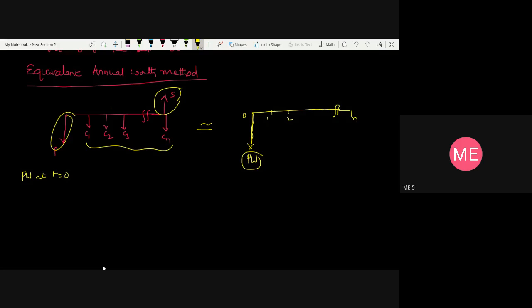So for all the cash flows, after finding this present worth, it will be annualized. That is, we need to find the equivalent annuity, which is equal to the present worth times A by P, comma I, comma N. After converting all these cash flows by present worth, this is equivalent to this single present worth, which is now annualized throughout the n years.